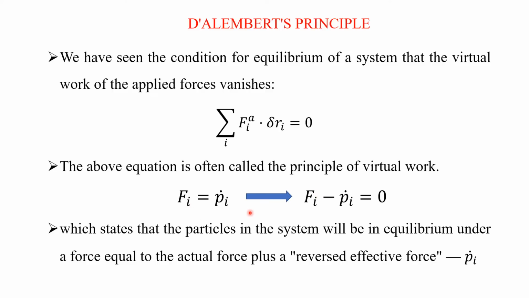Here, F equal to ma is Newtonian mechanics. Here, Fi minus ma is equal to 0. This is the law of motion under equilibrium condition. That means it is the equilibrium condition, which states that a particle in the system will be in equilibrium under a force equal to the actual force plus a reversed effective force. Just now I have explained that the reversed effective force is nothing but the inertial force or D'Alembert force. So this is the reversed effective force, which is minus pi dot.